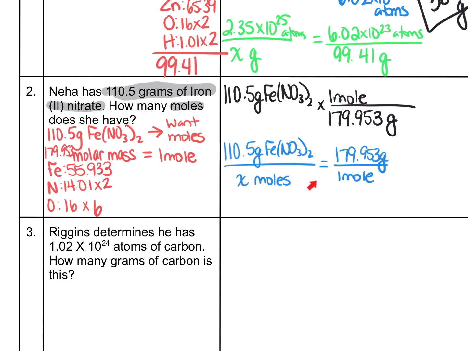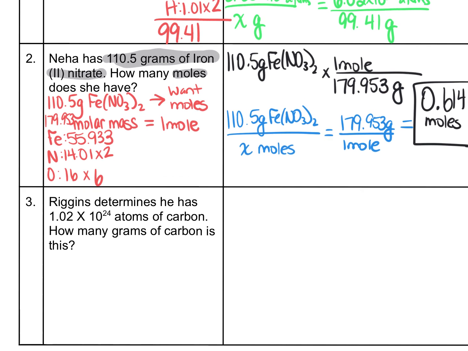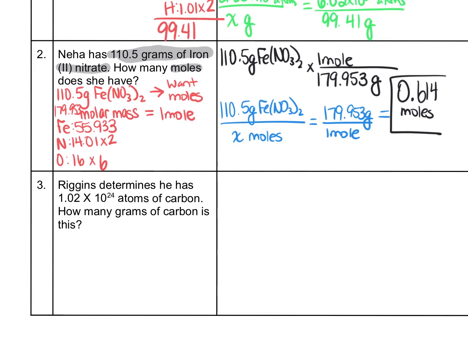In blue here, I also have the cross multiply. So we would cross multiply and then solve for x. No matter which way you do this, you're going to be taking 110.5 and dividing it by 179.953, and you should get the same answer. If you think you're ready, go ahead and pause the video and see if you can do some on your own.